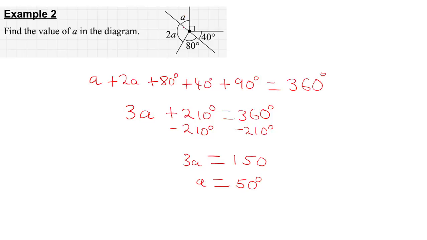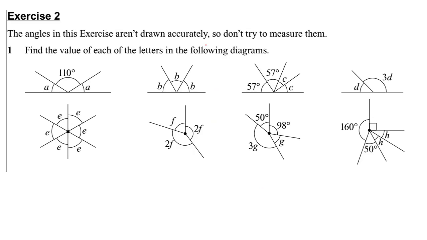And if this is 50 degrees, then that one is going to be double, so it's going to be 100 degrees. Okay, so that's how to do that. Form an equation and then solve. Right, pause the video and have a go at question 1, please.